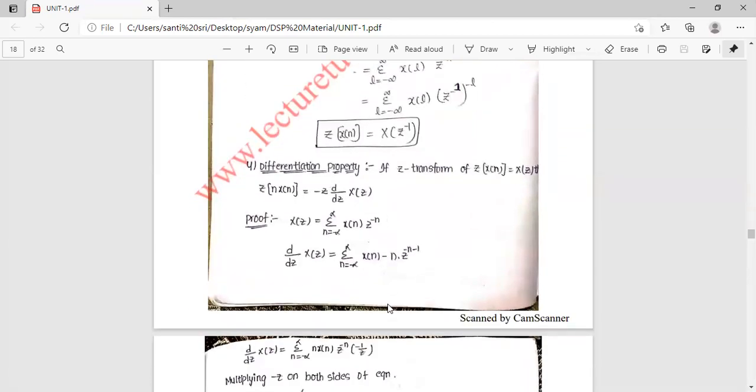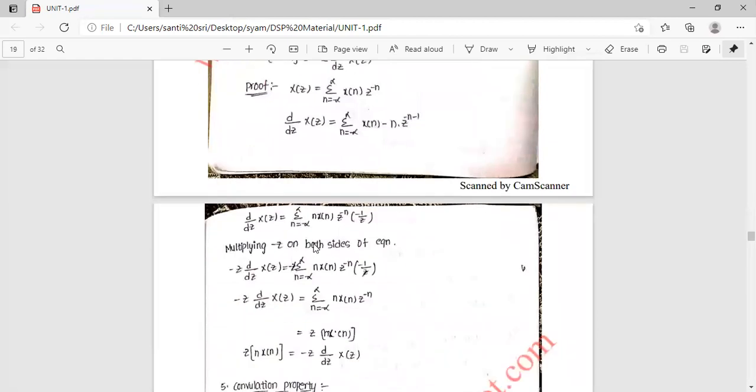Next one is differentiation property. Z transform of x of n is X of z, then Z transform of n into x of n is minus z into d by dz of X of z. How will it be proved? X of z is sigma n is minus infinity to infinity x of n into z power minus n. Taking differentiation for X of z, that is d by dz of X of z is equal to sigma n is minus infinity to infinity x of n into minus n into z power minus n minus 1.